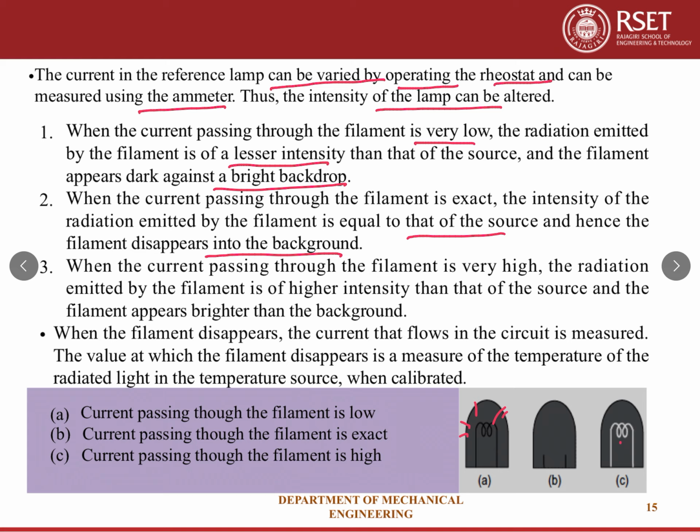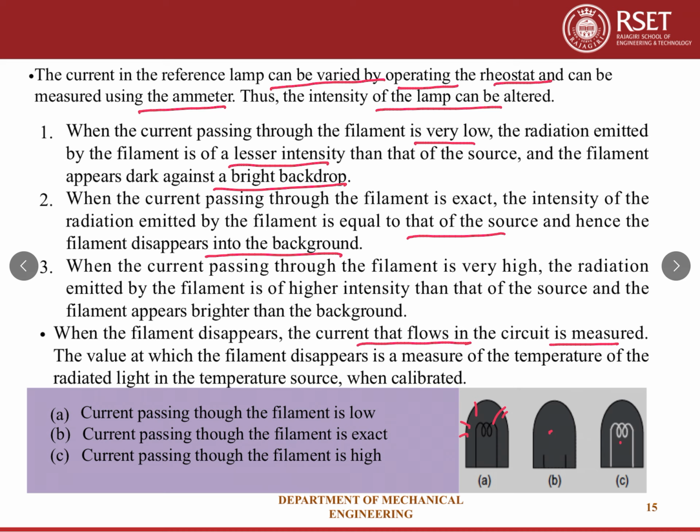So when the filament disappears, the current flowing in the circuit is measured using an ammeter. During this condition, the current through the ammeter is measured. The value at which the filament disappears is the measure of the temperature of the radiated light in the temperature source, when calibrated. So that's the principle.